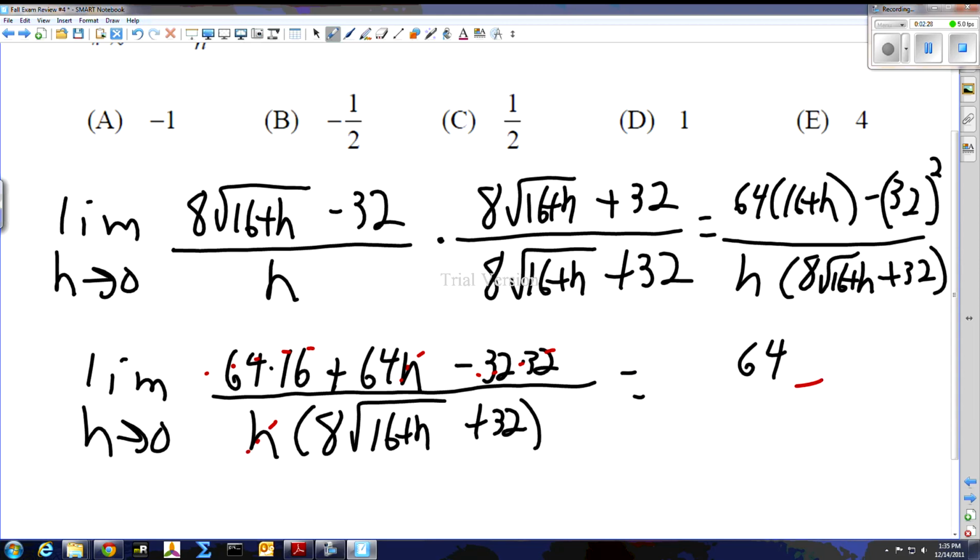So we've got 64 in the numerator, and we've got an 8 times the square root of 16 plus 32 in the denominator. The square root of 16 is 4, and 8 times 4 is 32. 32 plus 32 is 64, so we come out with an answer of 1.